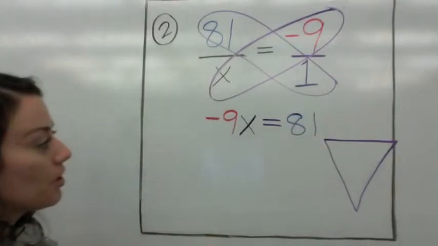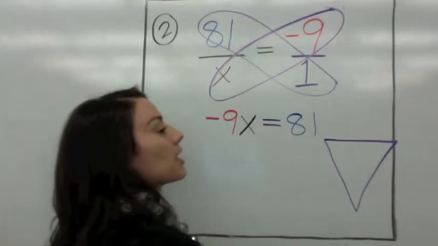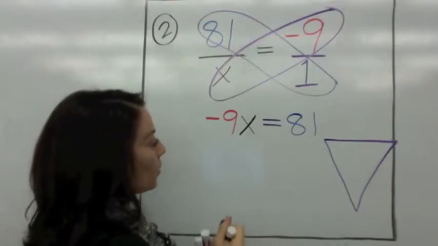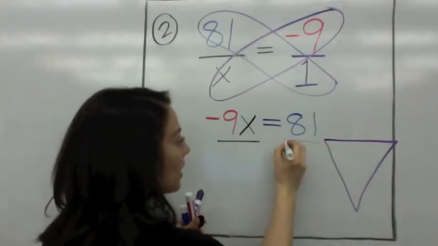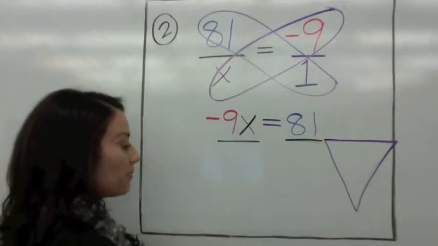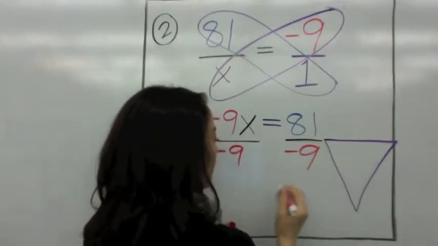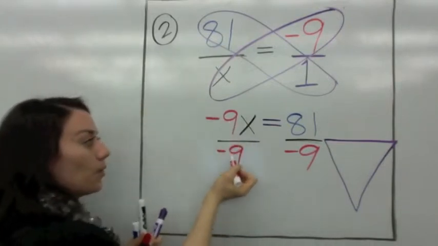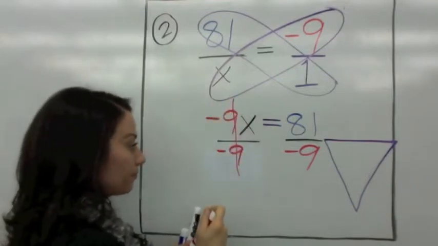Okay, so now we have to figure out what x is. Okay, what times negative 9 will give us a positive 81? So the last thing we're going to do is divide both sides by what? What are you going to divide by? You're going to divide by negative 9. So you're left with negative 9 divided by negative 9. What do you put here? A 1.